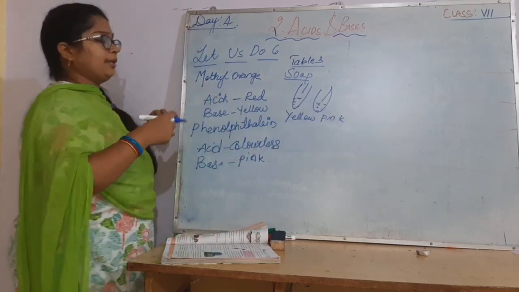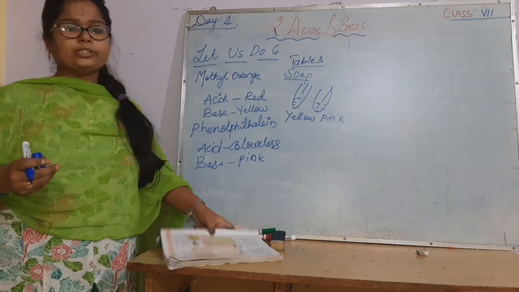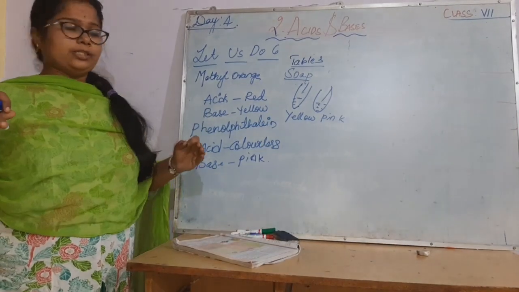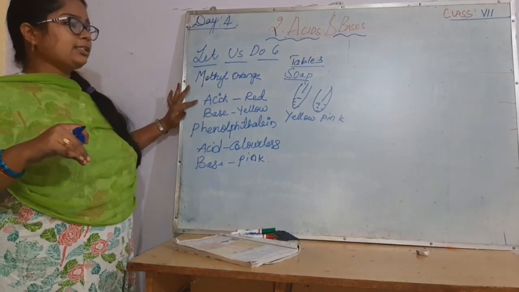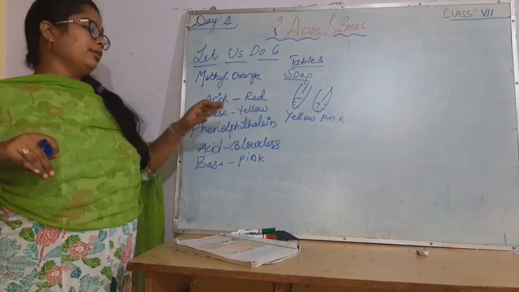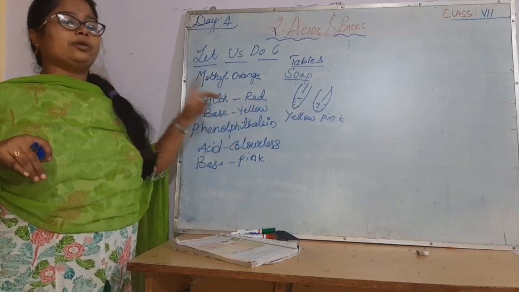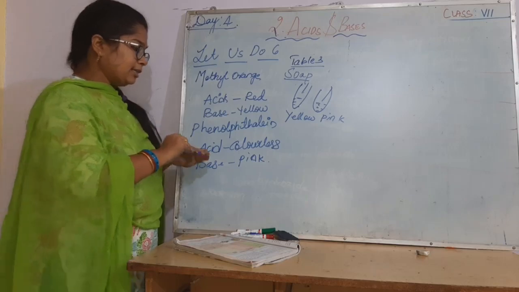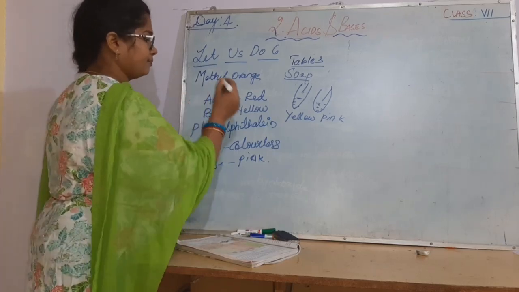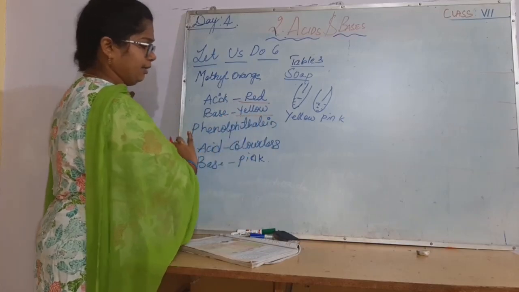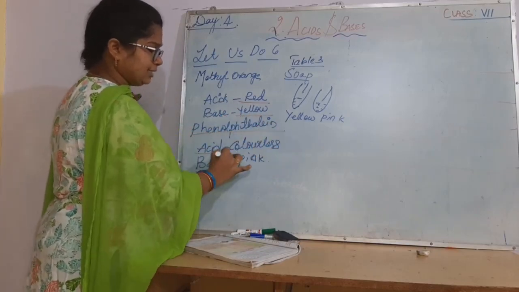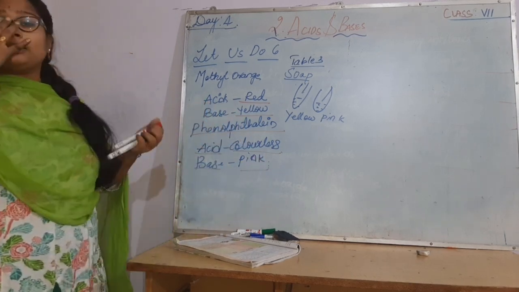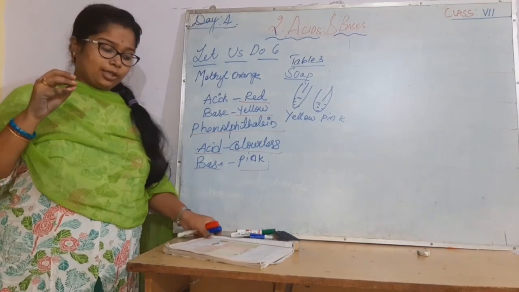So remember one thing. You can enlarge the table 3 experiments. Methyl orange, when added to acids, turns red, and when added to a base, turns yellow. Remember once again, methyl orange will be orange in color. With acids, it turns red. In a base, it turns yellow. And phenolphthalein solution changes to pink in a base. So these substances are called indicators.